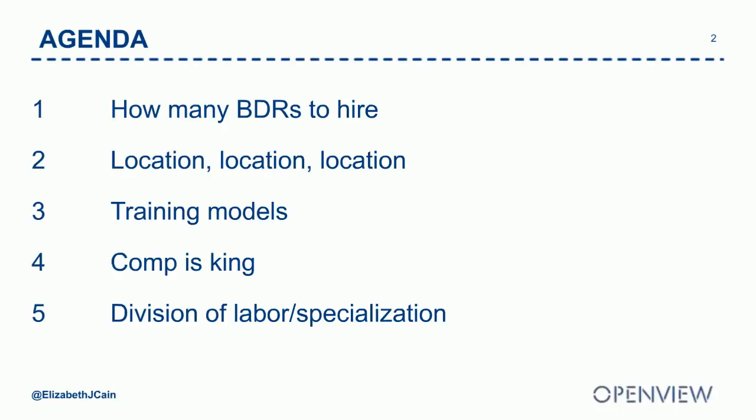Whether it's how many BDRs to hire, where to hire them, the training models you put in place, the compensation structure to incentivize the right behavior, or even how to start specializing them or verticalizing them, that inbound, outbound question. So we're going to take a look at a couple of these different areas. And I know it's a lot of topics here, but I think that these are some of the key areas that when you are starting a BDR org or even thinking about starting one, you're having these conversations really early on. I'm of the opinion there's no right answer here. There's not one template to follow, but what I can do.